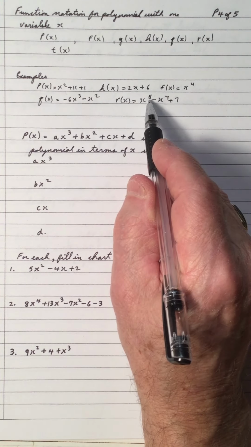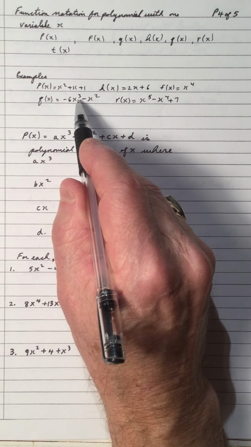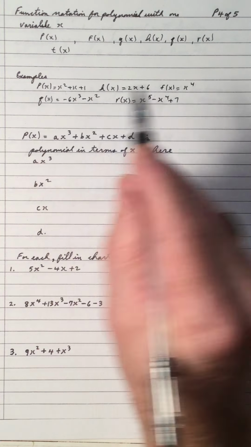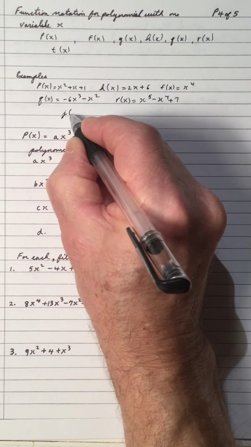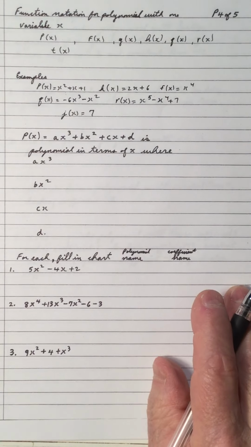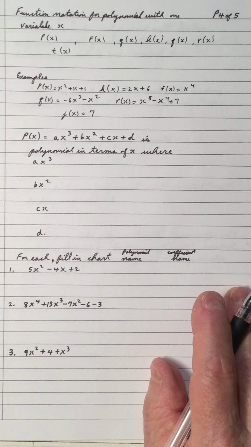This is a quintic. This is a cubic. This is a quartic. This is a linear. This is a quadratic. And I'll just do one more: j of x is equal to 7. So that's a constant polynomial, which has one number. Let's continue.